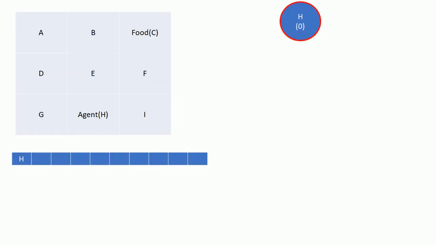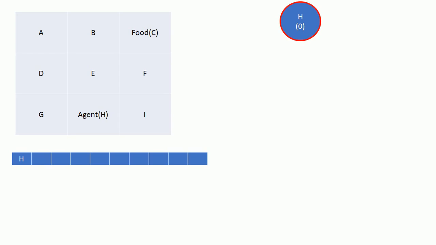Let us now look at breadth first search. So let us consider a very simple example, the problem of finding food. So the agent is present in the cell H and the food is present in cell C. So the agent does not know that food is present in cell C. He has to find that food and eat it. So how does breadth first search work?